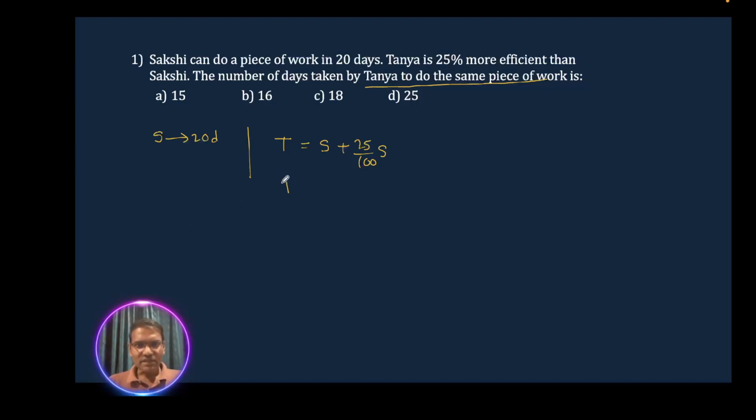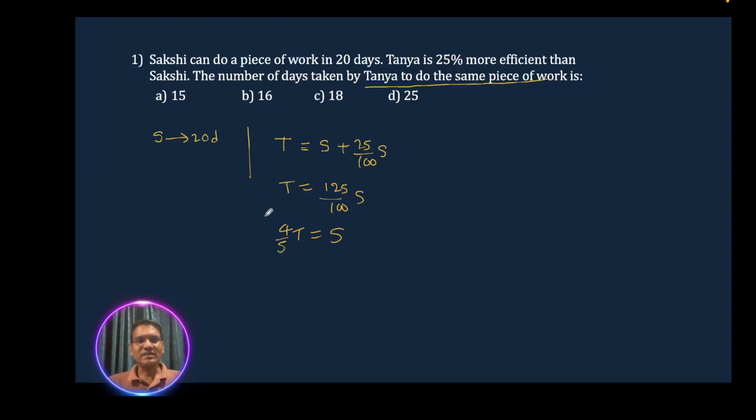Now simplify this comparison like this. Here the arrow mark defines the number of days taken by Sakshi alone. This equal sign represents the comparison between Tanya and Sakshi. Try to understand. After simplification, this will be 125 by 100. Sakshi, that is S, now this is 5 by 4. Now 5 by 4 is taken to this side: 4 by 5 of Tanya is Sakshi.